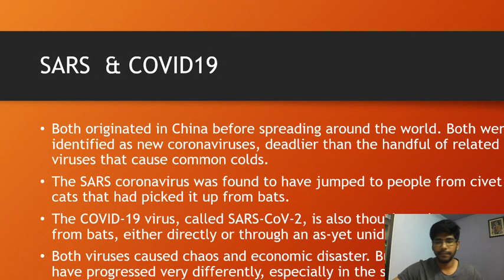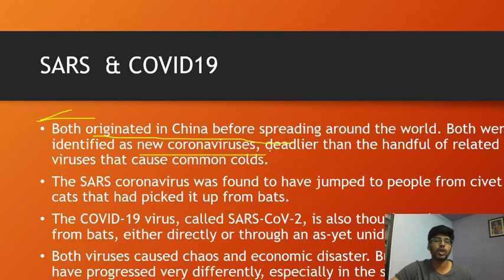And the next one, similarities between SARS and COVID-19, right? Both SARS and COVID-19 originated in China. Which of the following similarities are present between SARS and COVID-19? It can be a question. Both have originated in China before spreading around the world, and both are identified as new coronaviruses. Both are coronaviruses, and both have originated in China, right?